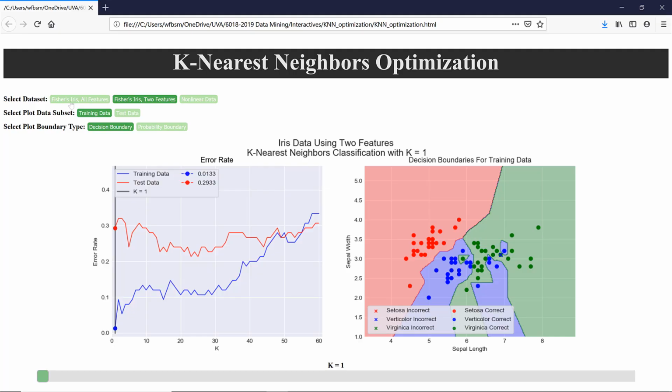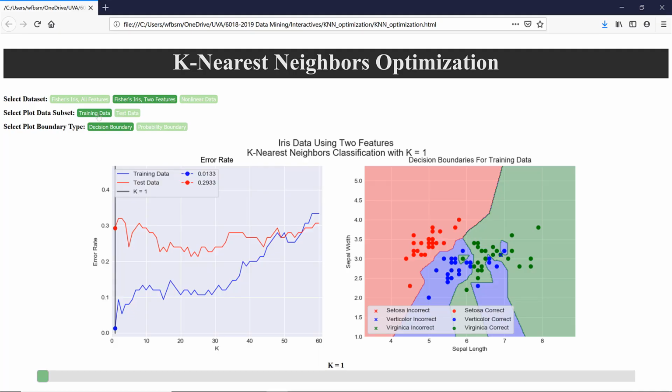So the first data set is called Fisher's Iris All Features. So we've talked about Fisher's Iris data set. There's 4 measurements that Fisher made for each iris flower, and so in that data set you'll have access to all 4. This data set we're looking at now, it's bold on the button, so it's telling us this is the one that's selected. This is Fisher's iris dataset, 2 features. And then we can select either the training data or test data.